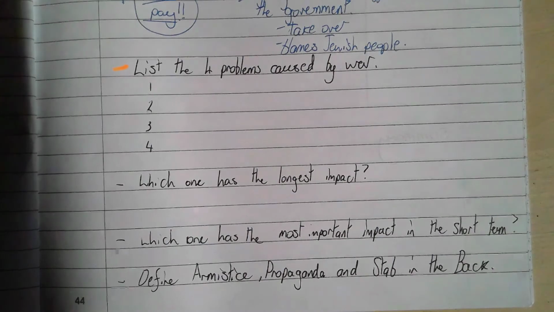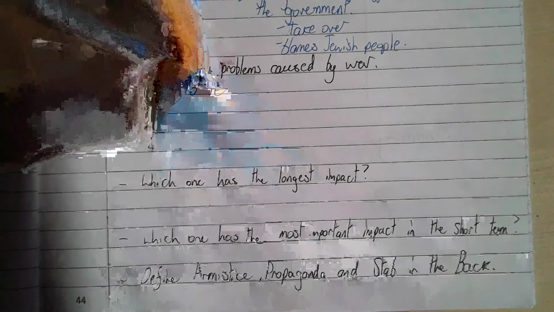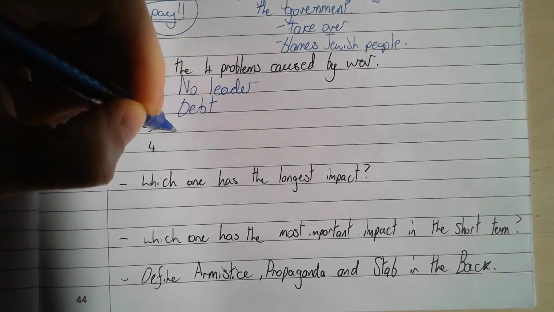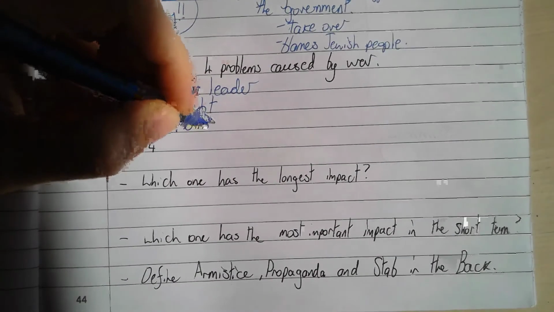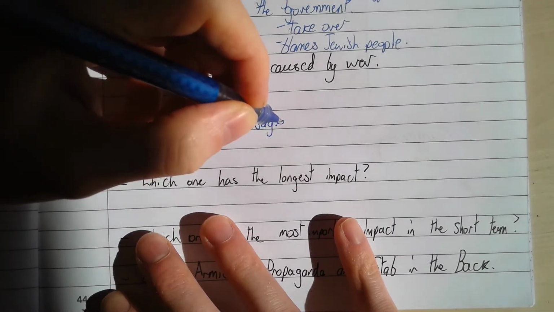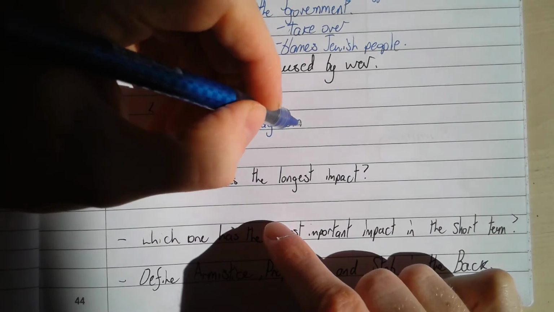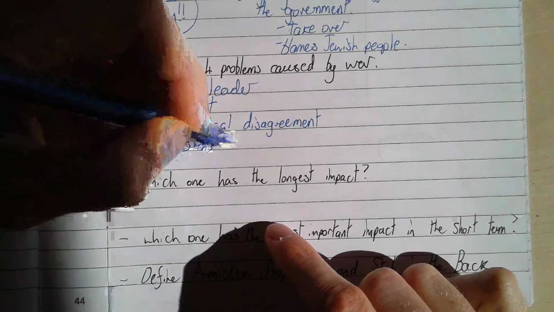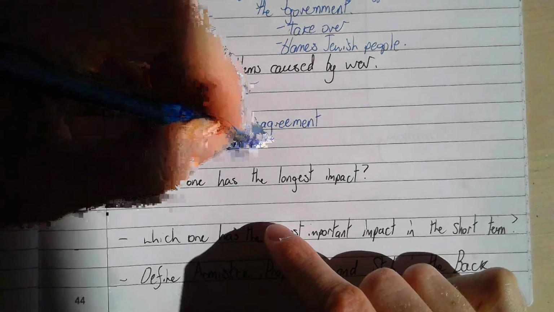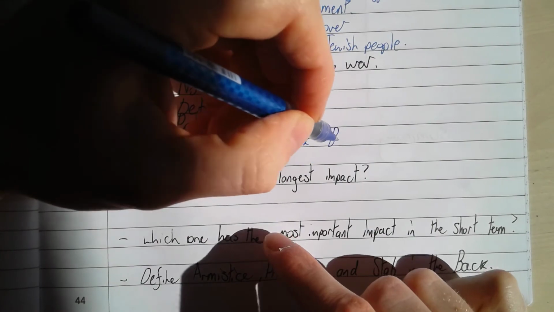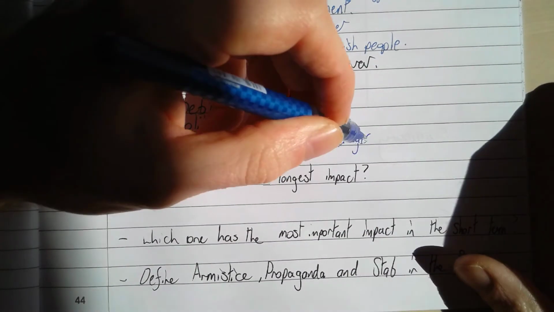Right, this is why I need to pause it, because I'm just going to race through these. No leader. Debt. Political disagreements, so people are arguing, not knowing what to do. If they don't know what to do, can they fix any of these? No. And stab in the back. Feeling betrayed. Oh, quickly, forgot to mention something. Even the best people do it.